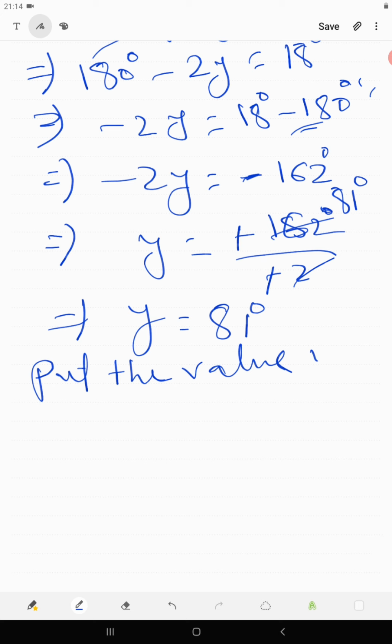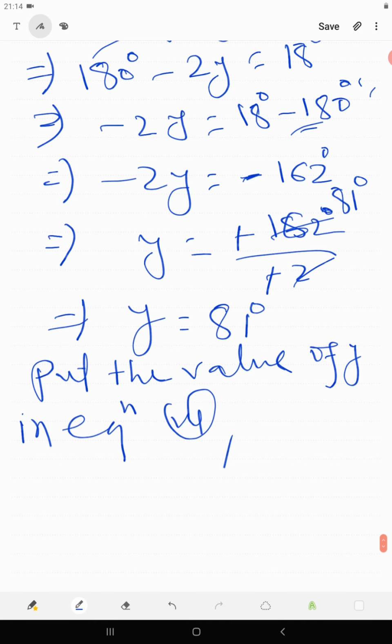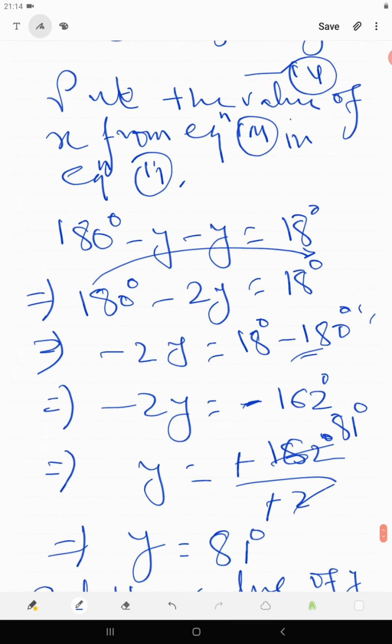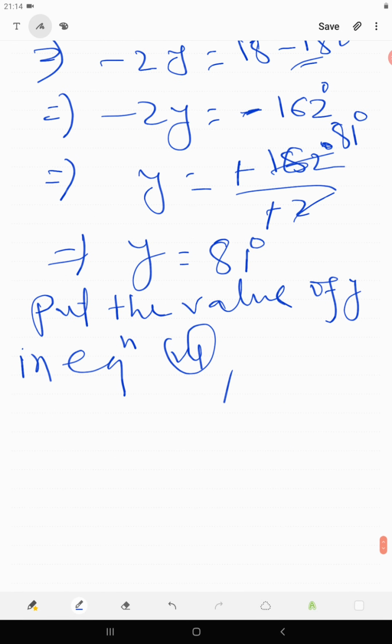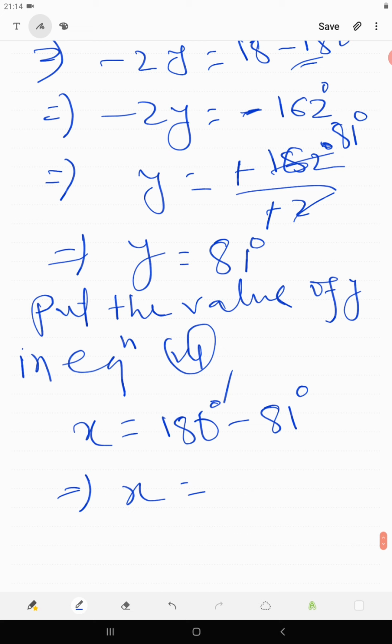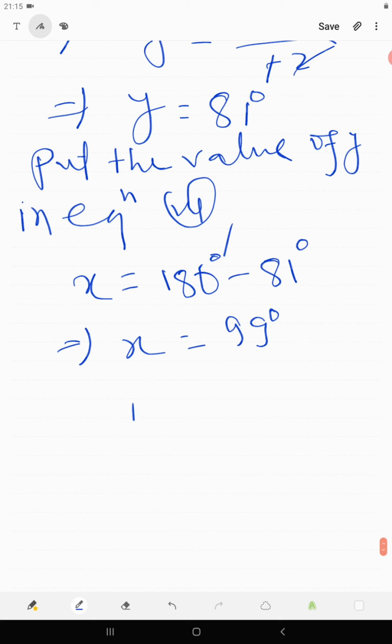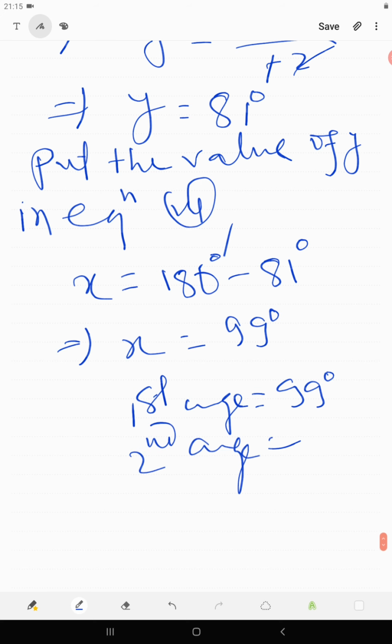Now put the value of y in equation 3. So what will we get? Equation 3 is x equals 180 minus y. So x equals 180 degrees minus 81 degrees, so x equals 99 degrees, correct? So the two angles are: the first angle x is 99 degrees, and the second angle equals 81 degrees. If you add them up, it will give you 180. If you subtract, you will get 18 degrees.